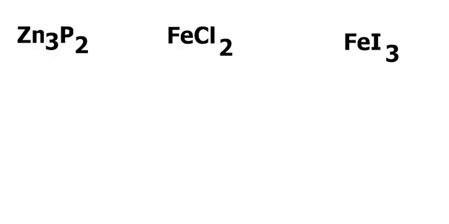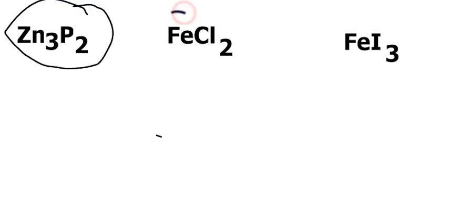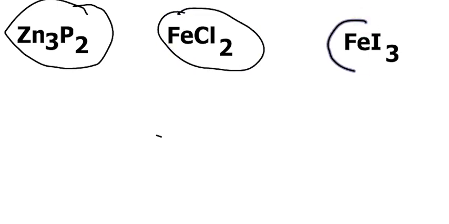When naming a compound, the first thing you have to check is if the compound is made of two or more than two elements. Like in the case of this compound, it is made of two elements, which are simply hydrogen and iodine. Then these compounds are also made of two elements each. The first one is made of zinc and phosphorus. The next is made of iron and chlorine. The third is made of iron and iodine.